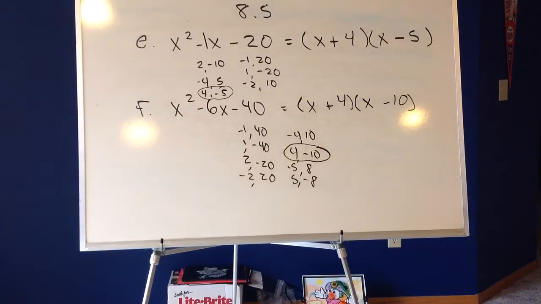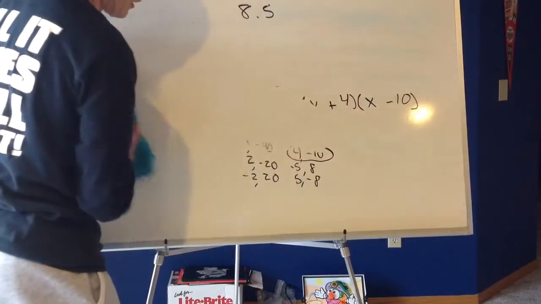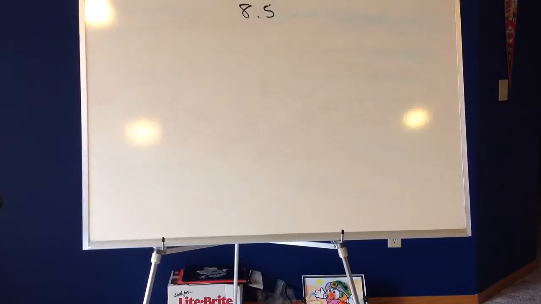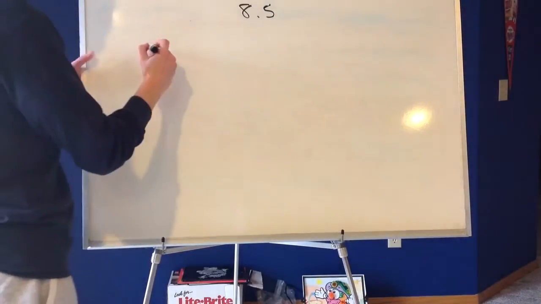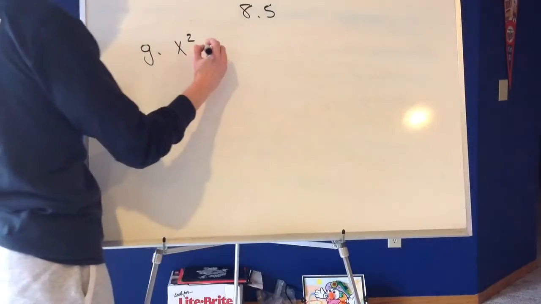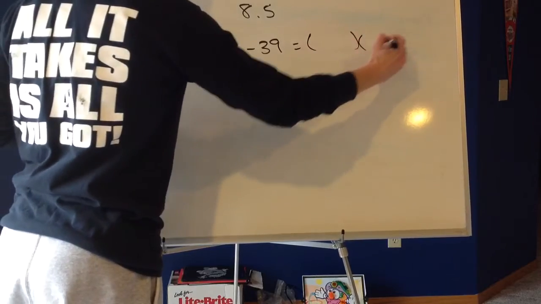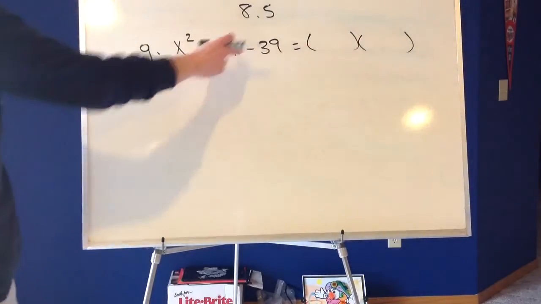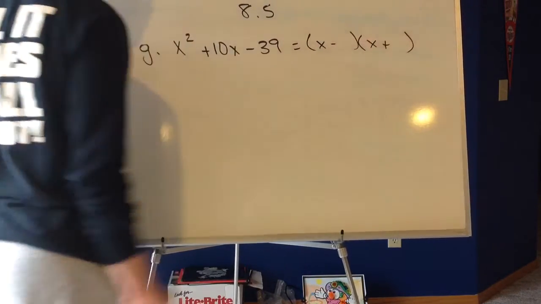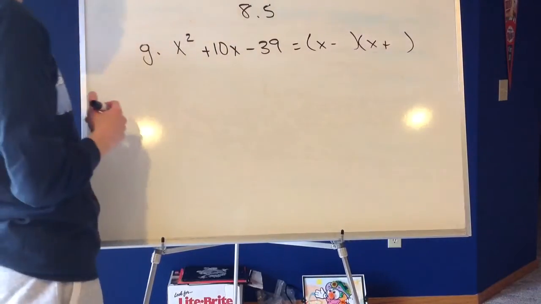And then last but not least, I have one more for you just to make sure we're good to go here. For G, I have x squared plus 10x minus 39. You'll notice that, yes, the middle term is now positive, but the last term is negative. So that still means I'm going to have one of each. It just means when I add them together, I have to make sure I look for a positive 10 instead of a negative number.